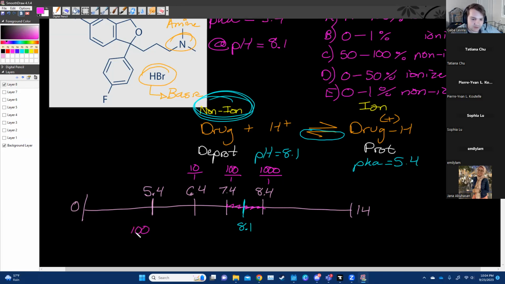So 100 divided by 101 would give us 99%. And 1,000 divided by 1,001 will give us 99.9%. And what form of the drug is this? Is it 99% ionized or 99% non-ionized? Non-ionized, exactly.